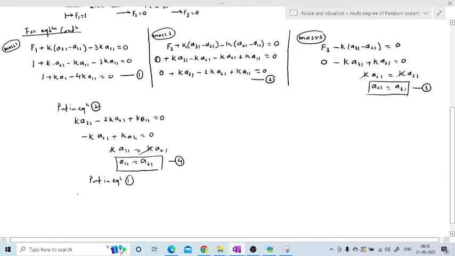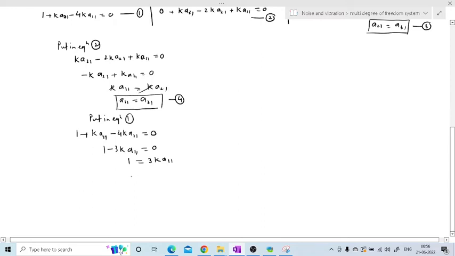So equation 1 will become 1 plus KA21. So KA21 means KA11. Just see, KA11 minus 4KA11 will be equal to 0. So this will become minus 3KA11. This one remains as it is. Now transfer this term to the right side, so the minus term will become plus. So 1 is equal to 3KA11. So finally we get the value of A11, and A11 will be 1 divided by 3K.